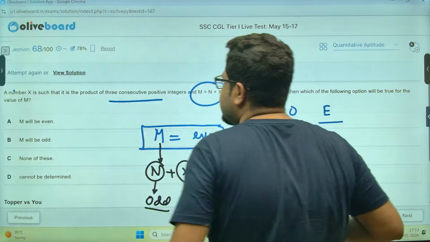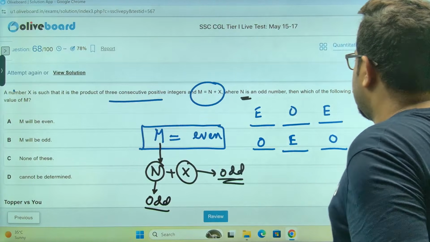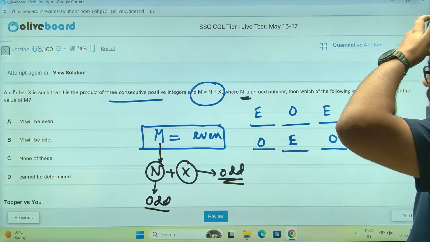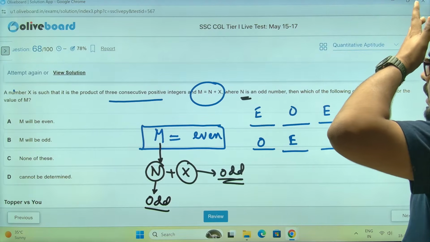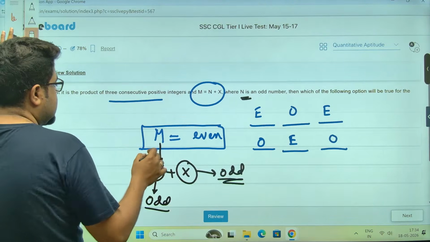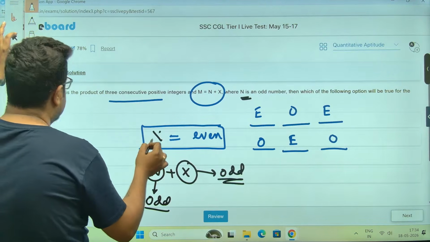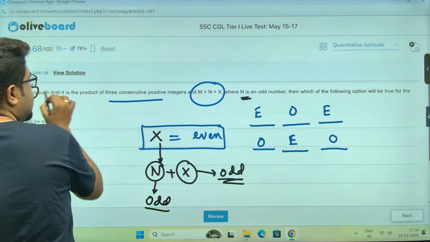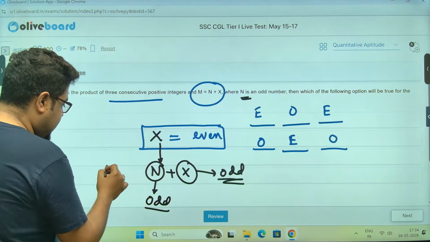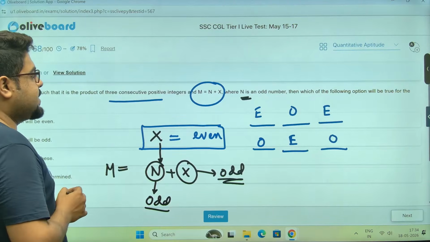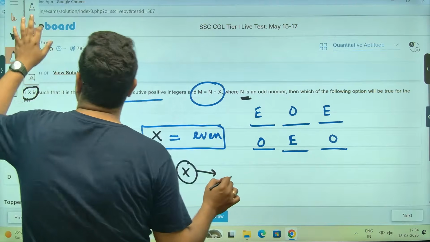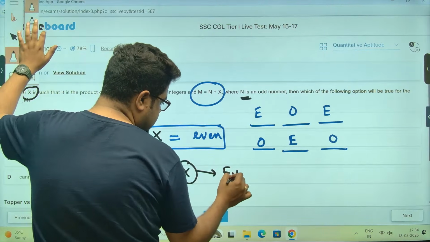Achha, one second. Achha, sorry, this is not for m. Extremely sorry. This is given for x. X is the product of 3 consecutive integers. So x is always even, sir. My mistake, so sorry. X is always even.